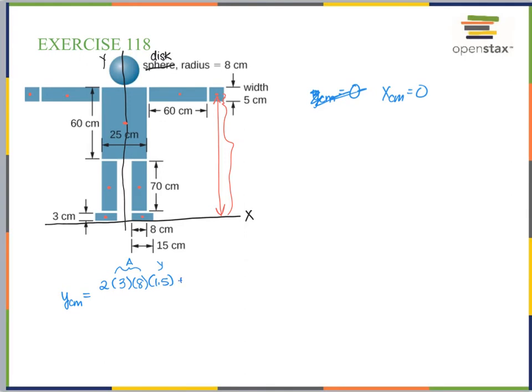Now I'm going to do the legs. Again, there's 2 of them. The area of the legs, they're 70 centimeters high and they're 8 centimeters wide. And then the distance from the bottom of the leg to the top, of course, is 35 centimeters, but to get the true y coordinate, I have to add 3 centimeters to get me down to the x-axis. So there's 3 centimeters to the top of the feet, and then I add 35 centimeters. So this is actually going to be 38.